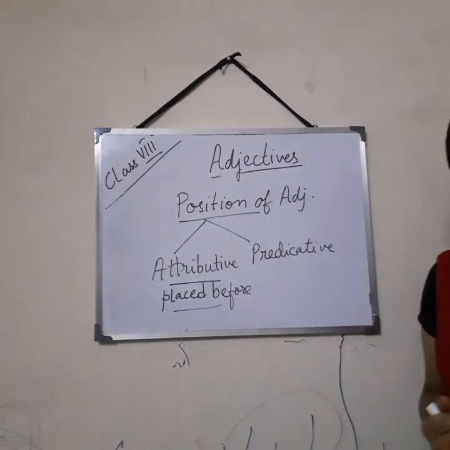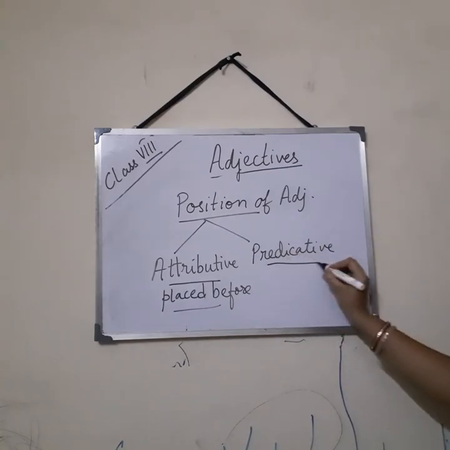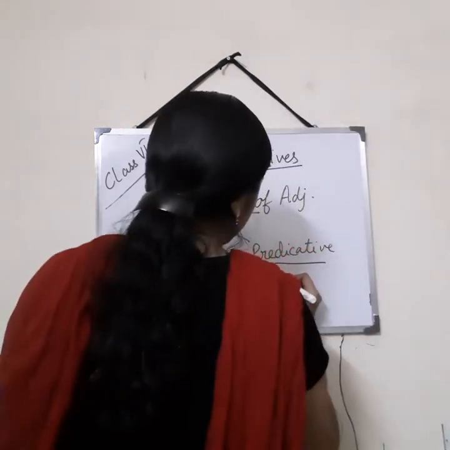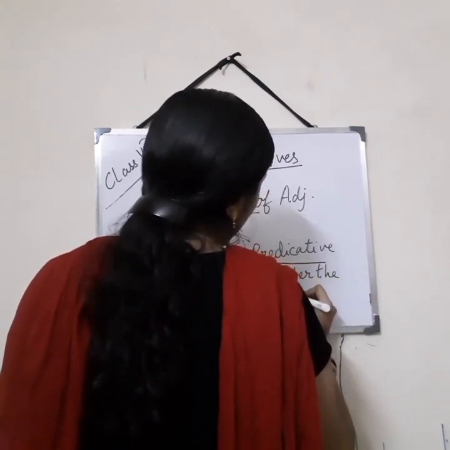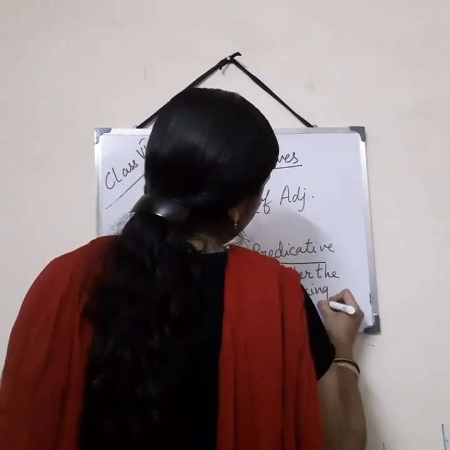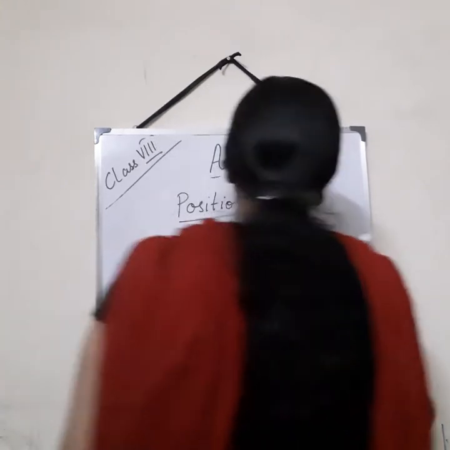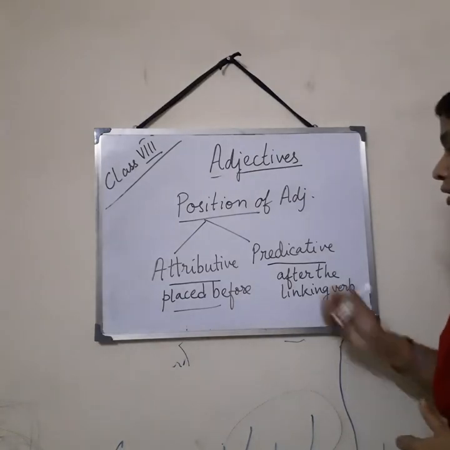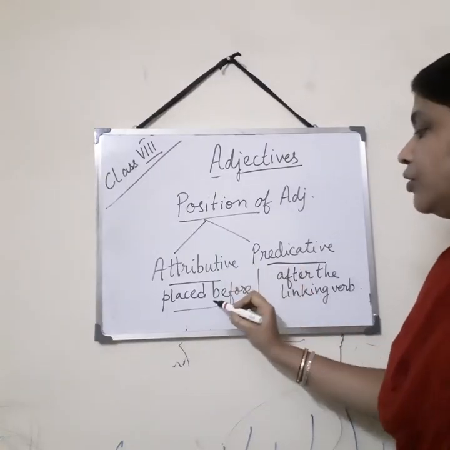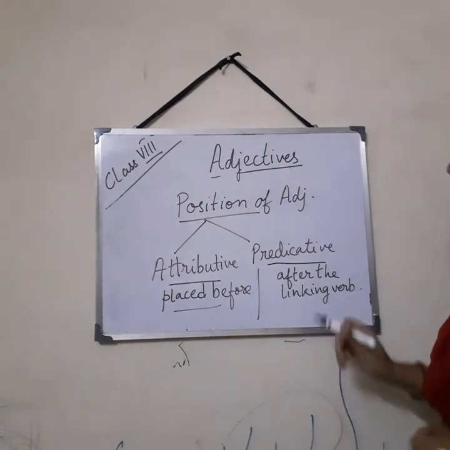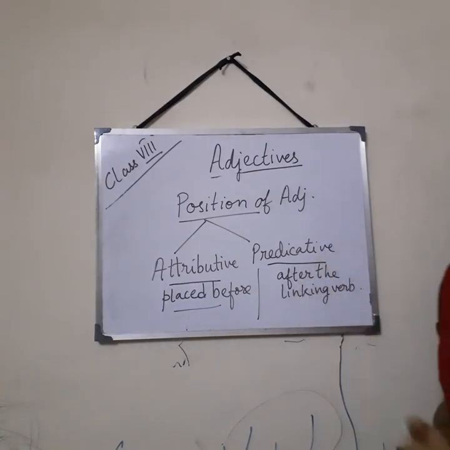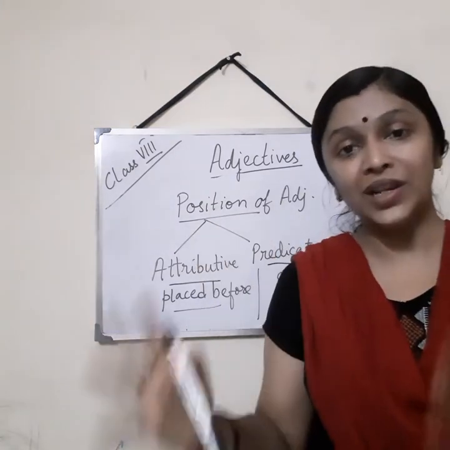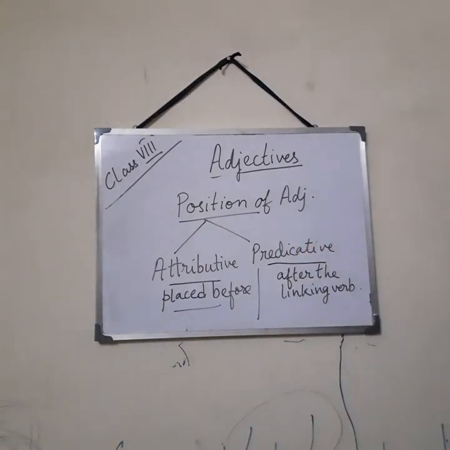Predicative position is, in this case, placed after the linking verb. The linking verb can be a be verb, it can be verbs like look, seem. So, for attributive, it is placed before the noun or the pronoun. For predicative, it is placed after the linking verb. Both of them act as adjectives in the sentence. Both of them qualify as adjectives. But the difference is in their position or how they are placed.